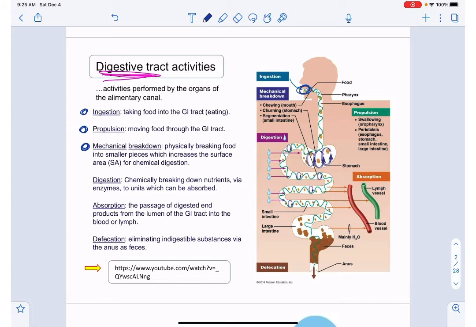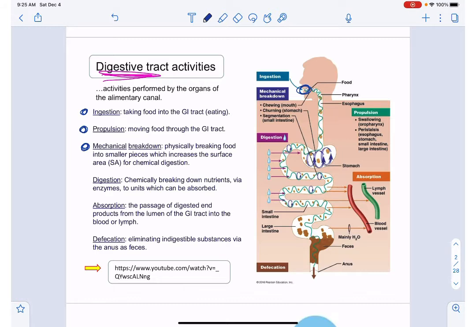And so where's mechanical breakdown going to occur? Where's the first place mechanical breakdown is going to occur? Well, that's going to occur in the oral cavity. Our teeth and our tongue are involved in moving that food around in the oral cavity and breaking it down, breaking it into smaller components, making it into this homogeneous mass.